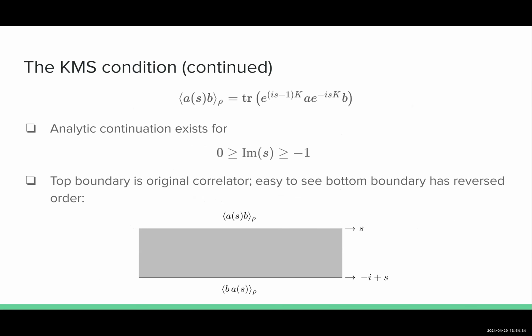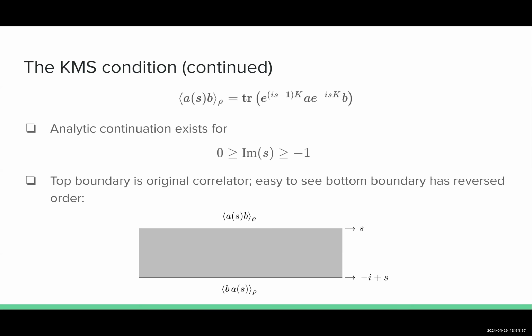It's a strip in the complex S plane where the imaginary part is smaller than 0 and bigger than minus 1. So that domain looks like this. You have some strip in the complex plane whose top boundary is S and whose bottom boundary is minus i plus S. And there's some analytic function in there that reduces to our original correlator on the top boundary. And in fact, it even does something simple on the bottom boundary.